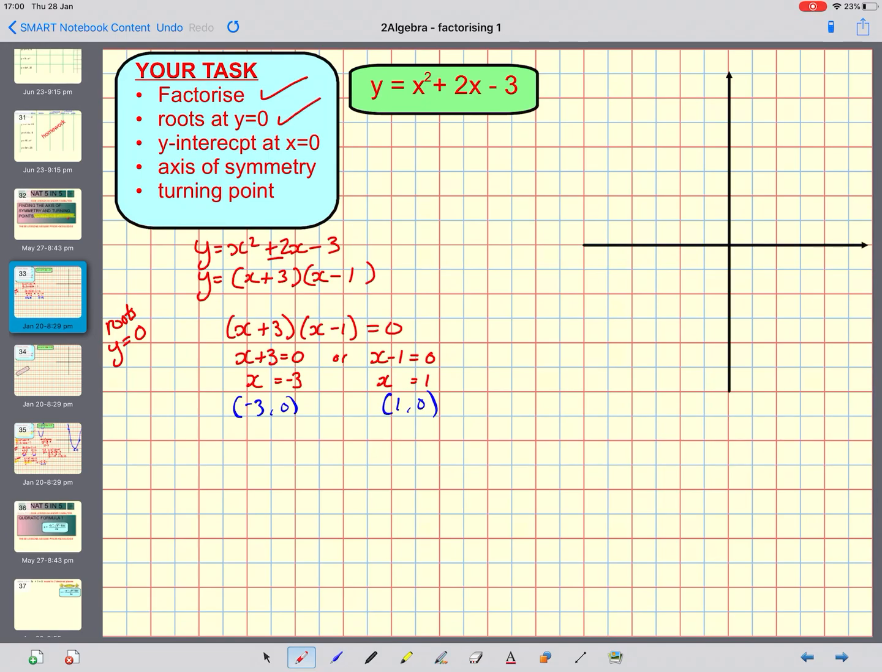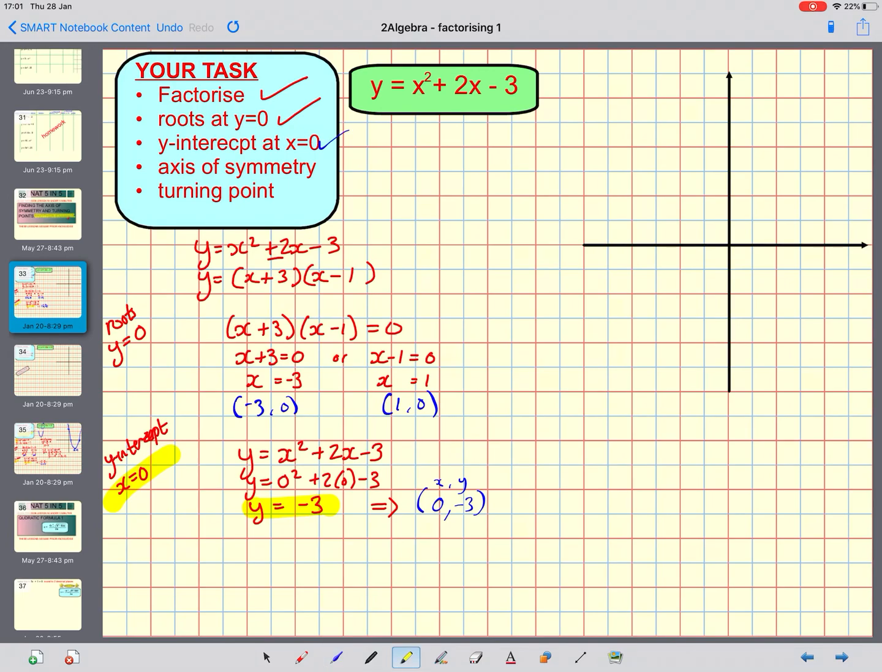So that's that done. Next thing is the y-intercept. That happens at x equals 0. So if I take the original equation, x squared add 2x take away 3, and replace x with 0, that just gives you negative 3 for your y. So your coordinate for that one, remember it's x first and then y. Your x, you substituted in, was 0, and your y you've just worked out is negative 3. Okay, so we've done that.